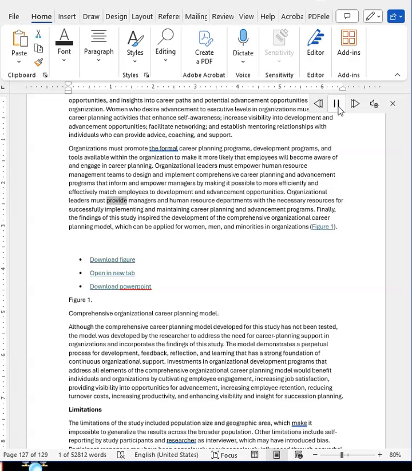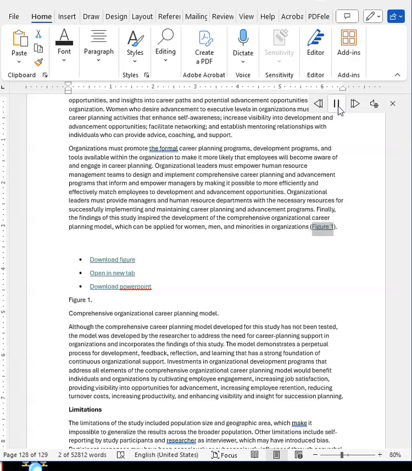Organizational leaders must provide managers and human resource departments with the necessary resources for successfully implementing and maintaining career planning and advancement programs. Finally, the findings of the study inspired the development of the comprehensive organizational career planning model, which can be applied for women, men, and minorities in organizations.